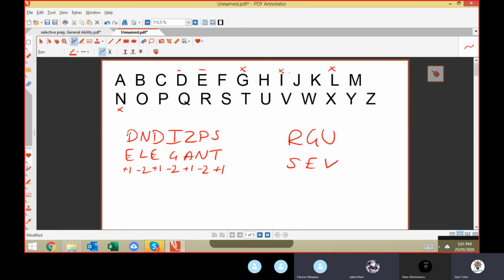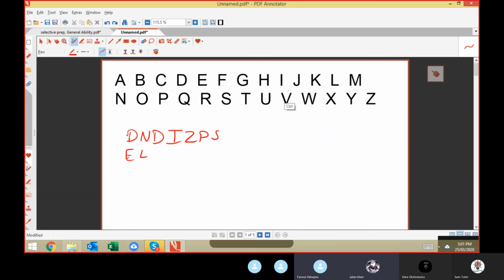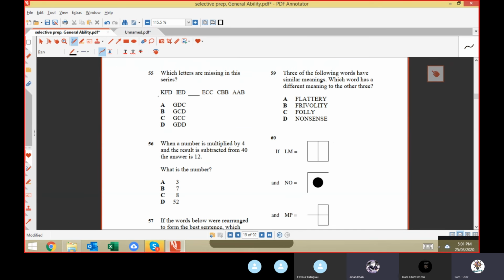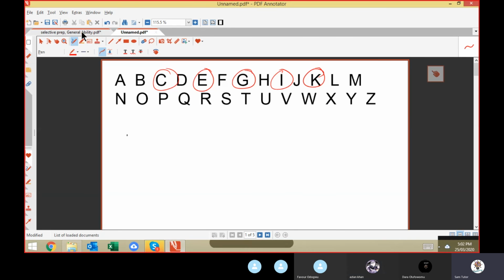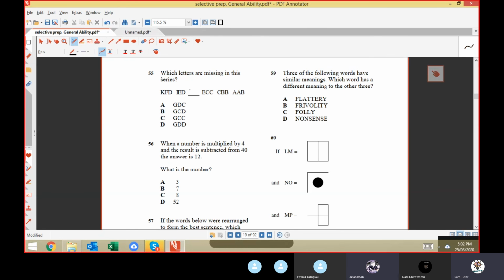Wait, let me get it. J, H. K, skip one. I, skip one. G, skip one. E, skip one. C. Is that what's happening? Let's have a look. K, skip one. I, skip one. G, so we definitely know it's G. Well, we knew it's G because all of them have G's anyways, so that was a waste of time.